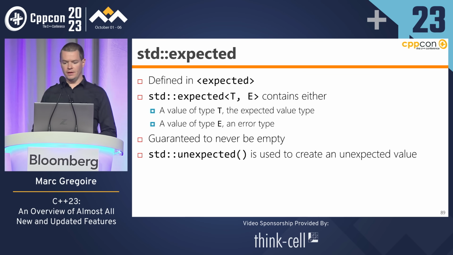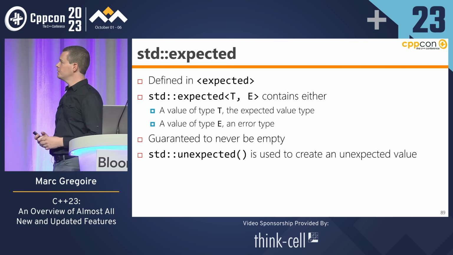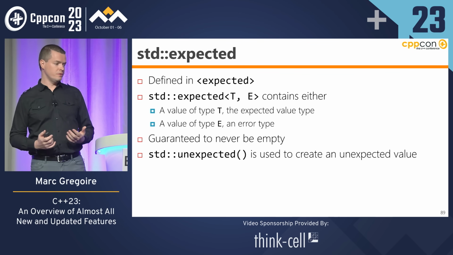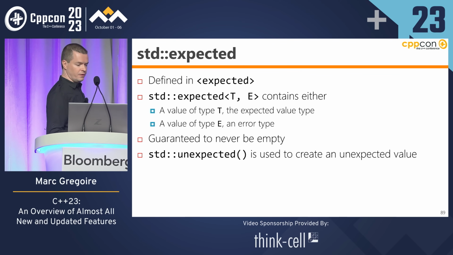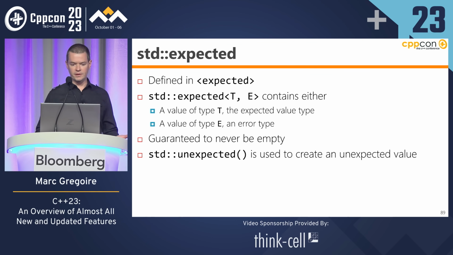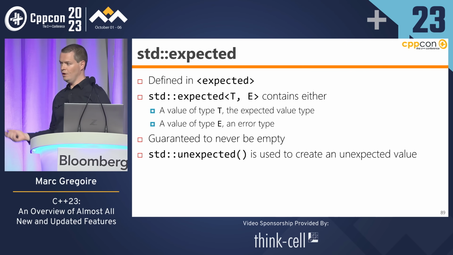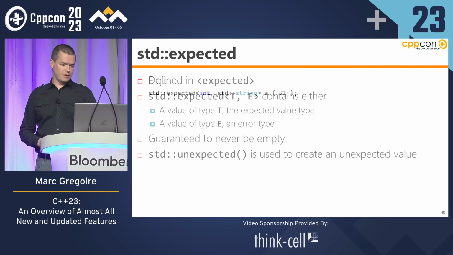std::expected is a new vocabulary type. It requires 2 parameters, T and E. T is the type of the expected value, and E is an error type. The nice thing about this is that an instance of std::expected is never empty. It will always contain either an instance of the expected type T, or it will contain an error. It's never empty. So let's have a look at an example.